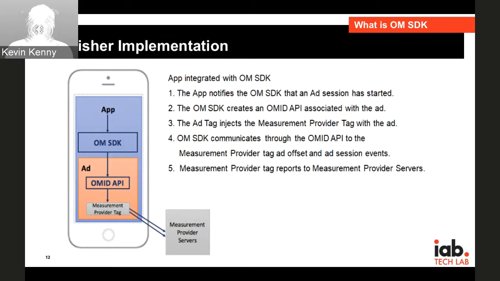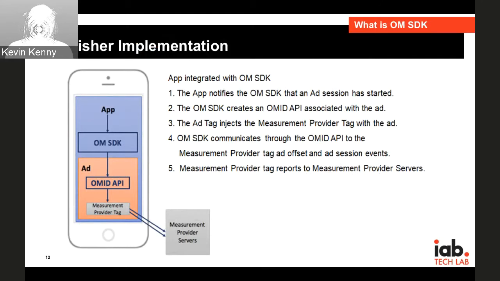This slide shows a basic depiction for a typical ad with the IAB Open Measurement SDK implemented by the publisher within the app. In the publisher implementation scenario, when an ad is to be served into the app, the app notifies the Open Measurement SDK that an ad session is started. The Open Measurement SDK creates an API. It's called the OMID API, and OMID here stands for Open Measurement Interface Definition. But that just acts as a communication between the native layer and the JavaScript that's running within the ad.